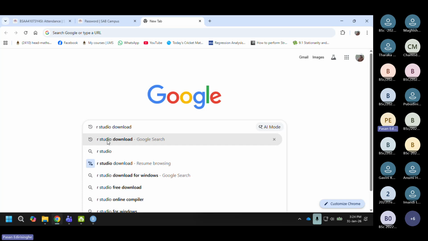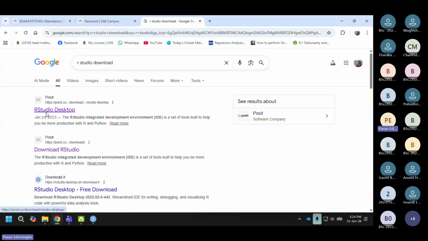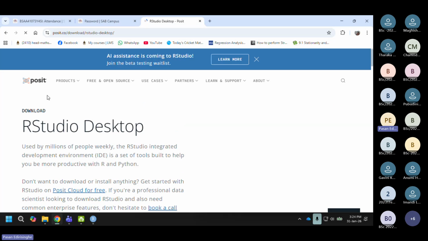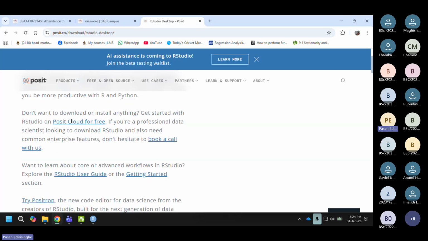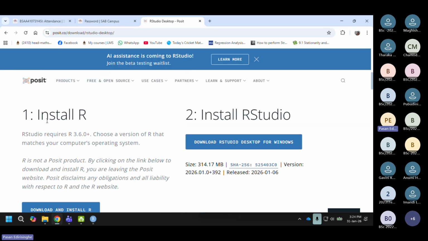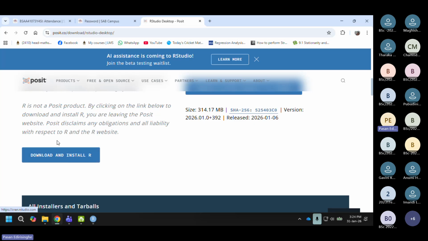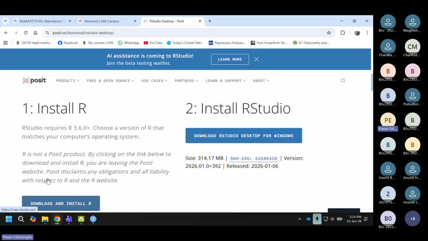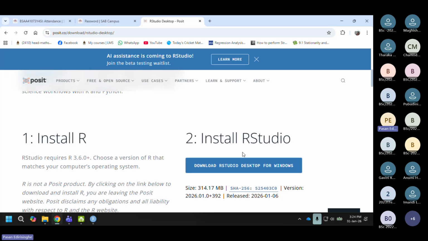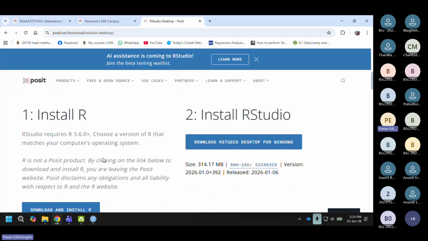So if you go for the R Studio download, you can see that first you have to install R, so you have to download this one and install it first, and then install R Studio. So download this one and install that one. Once you install both of them, you will have R Studio installed on your computer.